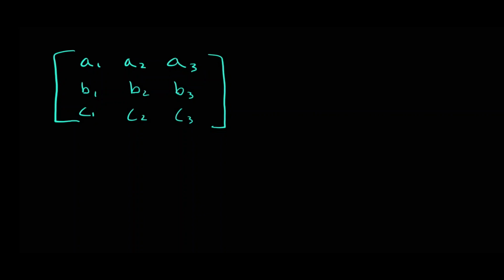Alright, now let's move on to 3x3 matrices. So here we have a general 3x3 matrix with A1, A2, and A3, B1, B2, and B3, and C1, C2, and C3. To find the determinant of a 3x3 matrix, you're going to want to take the first two columns and rewrite them on the right side of the matrix, like this. So A1, B1, C1, A2, B2, and C2.